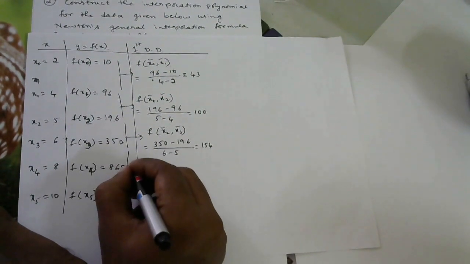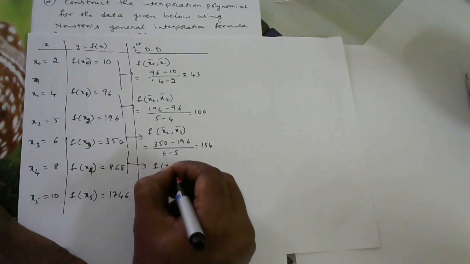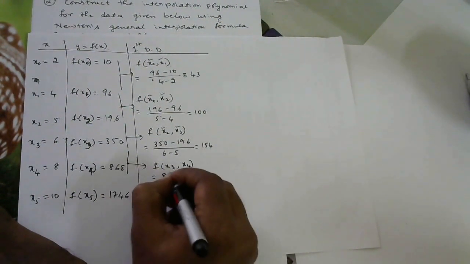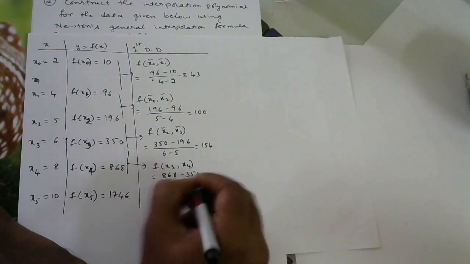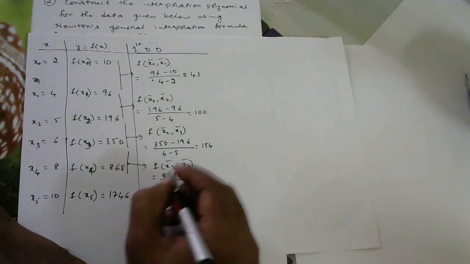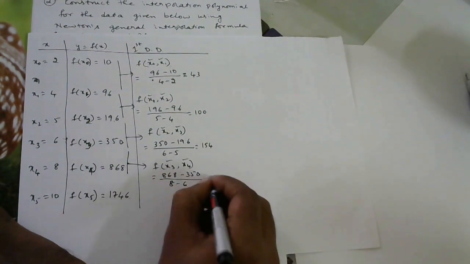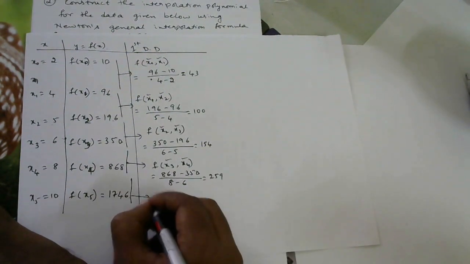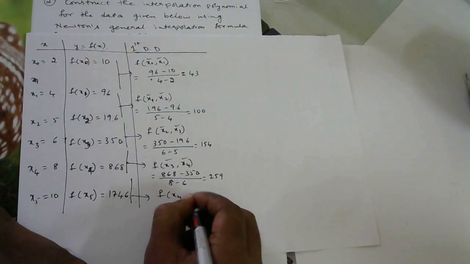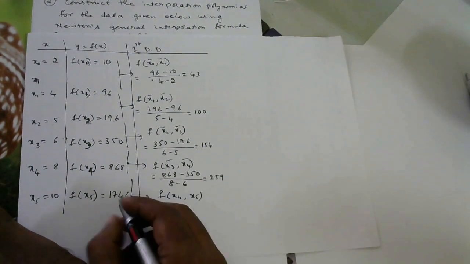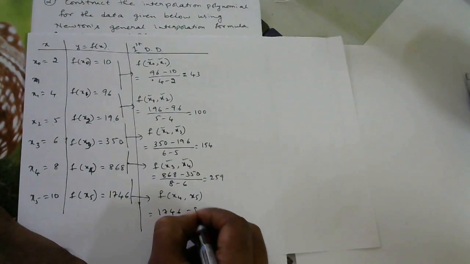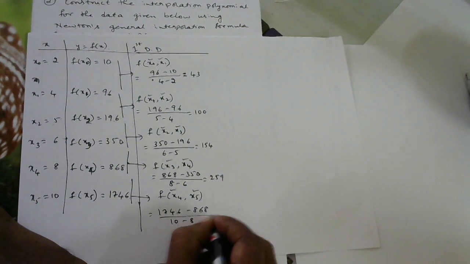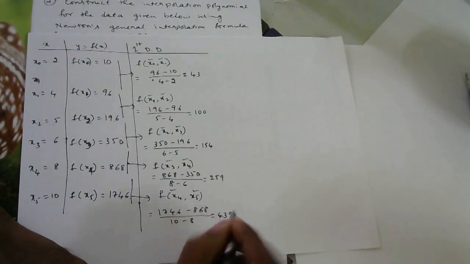Here take the next two, f of x3 comma x4. So 868 minus 350 divided by x4 minus x3, last term minus first term. So 8 minus 6. So we will get 259. And here f of x4 comma x5. So 1746 minus 868 divided by last term minus first term. So 10 minus 8. So we will get 439.